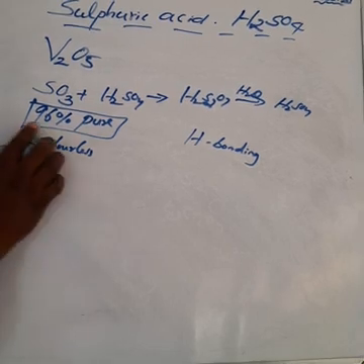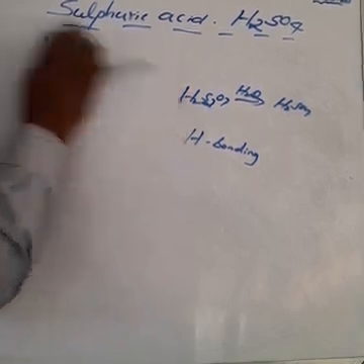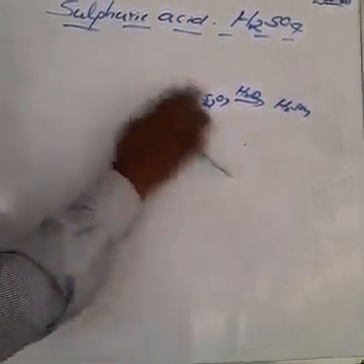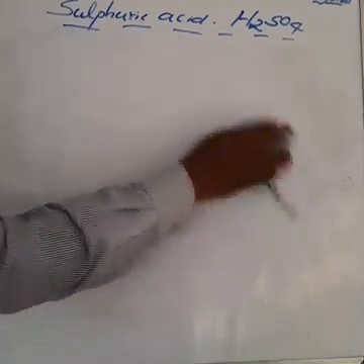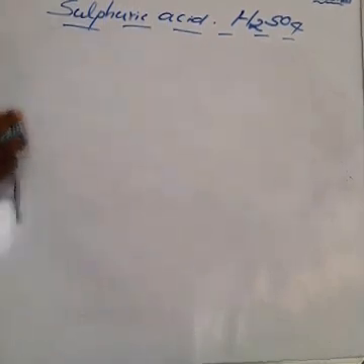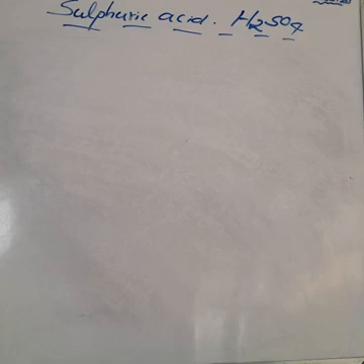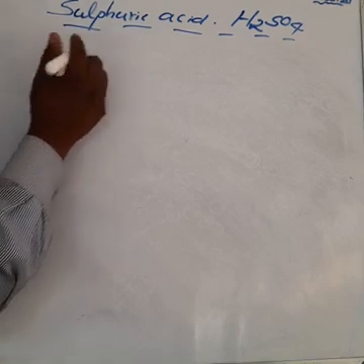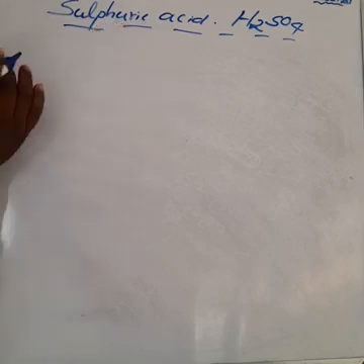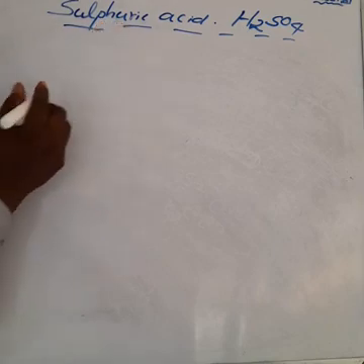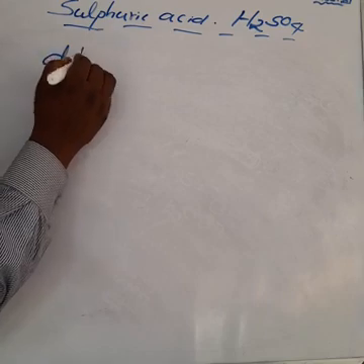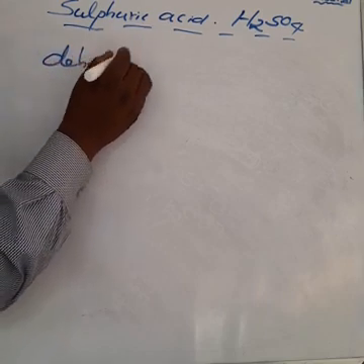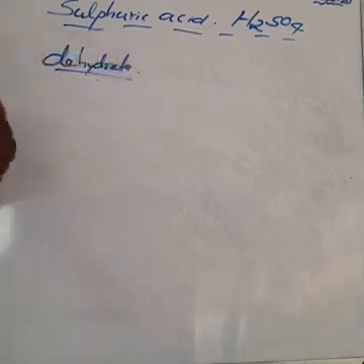Sulfuric acid freezes at 283.4 Kelvin and boils at 590 Kelvin. It is highly soluble in water. Sulfuric acid is used as a dehydrating agent. What is a dehydrating agent? Dehydrate means removal of water molecules. Okay, removing water molecules.